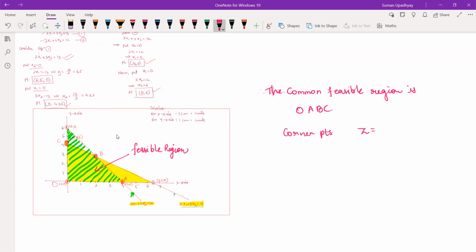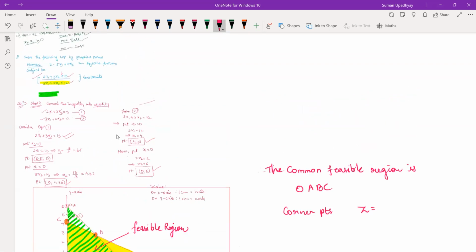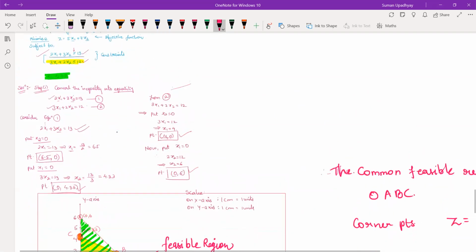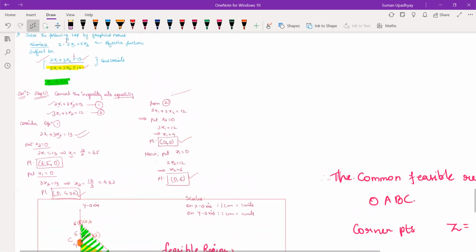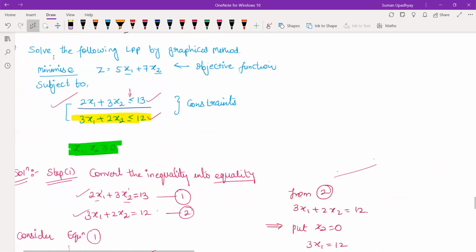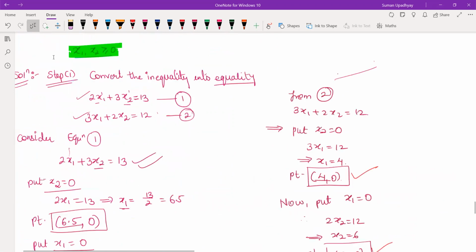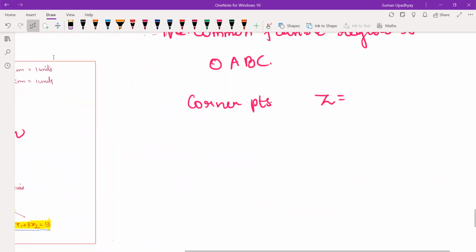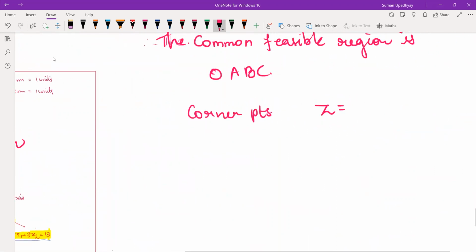और हमारा जो था Z हमारा क्या था? What was your Z? Z किधर है हमारा Z? Can you see? 5x1 plus 7x2. So just write over here 5x1 plus 7x2. इसे हमें क्या करना है? मिनिमाइज करना है. So हमें ऐसा x1 और x2 ढूंढना है जो हमें इसको मिनिमाइज करे.